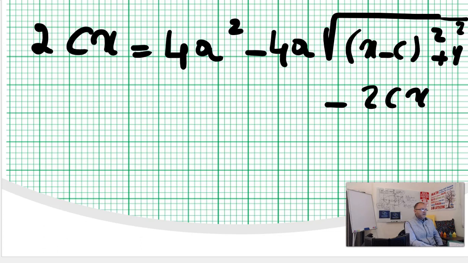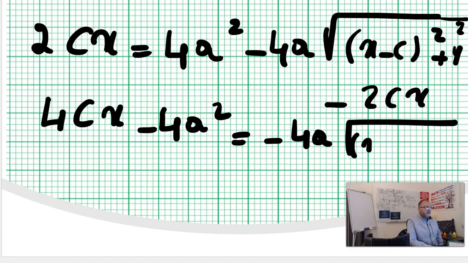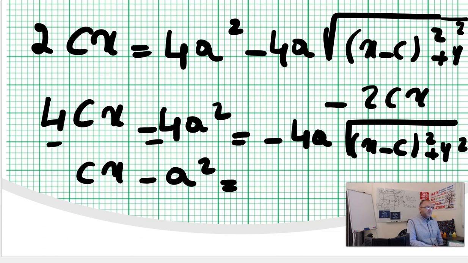Okay, so if I bring, let's say here, okay, I isolated, I want to divide now. Before I divide by 4, minus 2cx, that's 4cx on this side. Okay, minus 4a squared is going to equal what? Minus 4a. So I isolated the radical, this radical here: (x minus c) squared plus y squared. Okay, so now if I divide by 4, I get rid of the 4's. I get cx minus a squared equals minus a, and this whole thing.